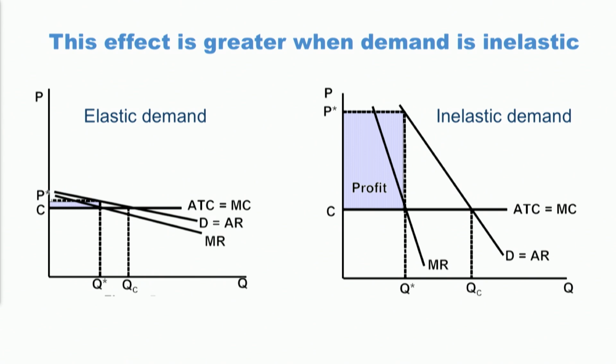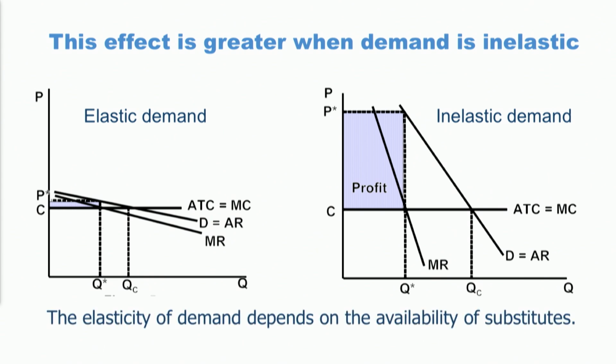On the right-hand side, on the other hand, you have inelastic demand, where the demand curve is fairly steep, indicating that you could raise the price substantially and it would have only a relatively small effect on the amount people are willing to buy. In that situation, it's possible for monopolists to engage in their price gouging to a much greater extent and get a lot more profit. The elasticity of demand, in turn, depends on the availability of substitutes.